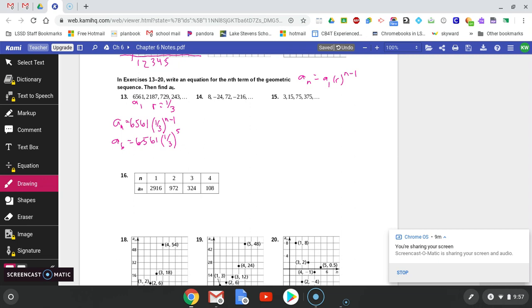So you always do your exponents first, so I'll do 1/3 raised to the 5th power and then take that answer and multiply it by 6,561. And when I do that, I get my sixth term is the number 27.